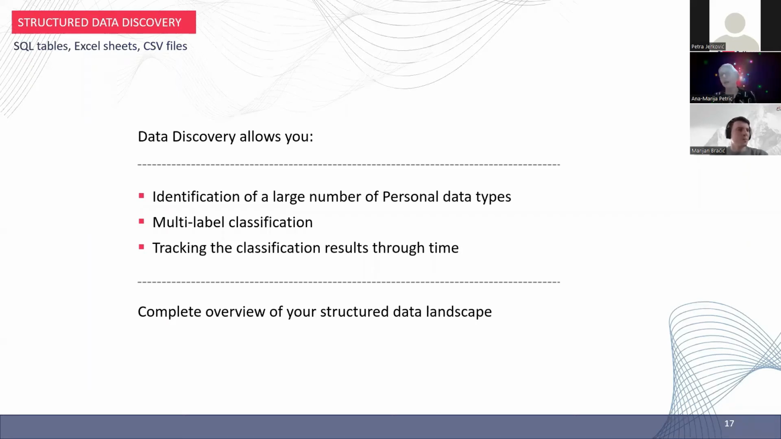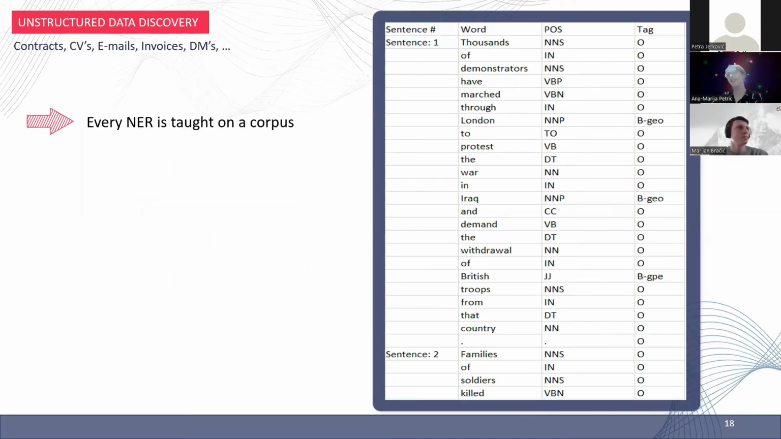And this, I would want to wrap up, allows you a complete overview of your structured data landscape. However, this is just half of the story, and I would say a much more comprehensible side of the story. The second side of the story is the unstructured data discovery.